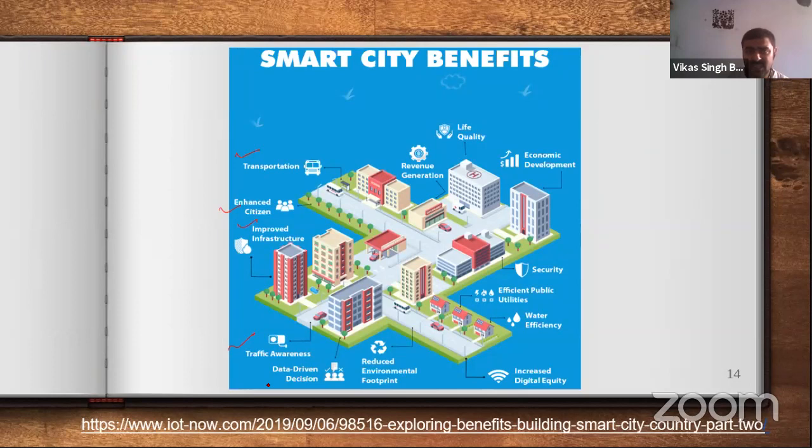So waste management system will reduce the environment footprint, water efficiency will increase, that video camera feature which I have discussed will increase the security, the overall economic development will be there, revenue generation will be there. So there are different benefits of the smart cities.